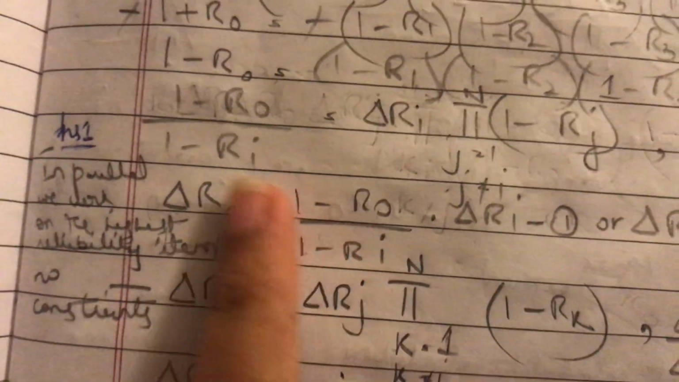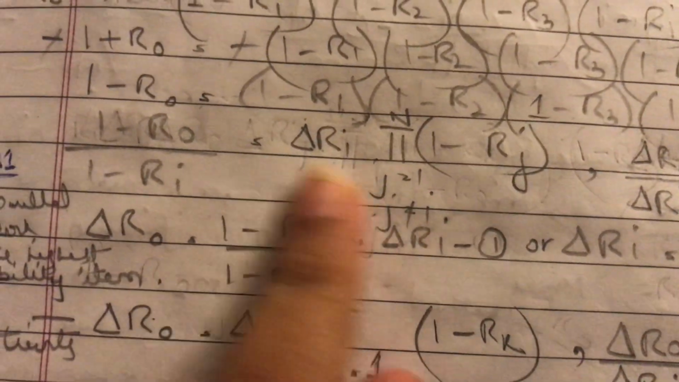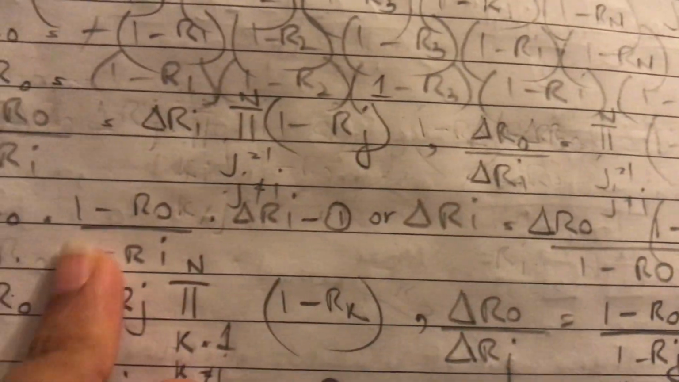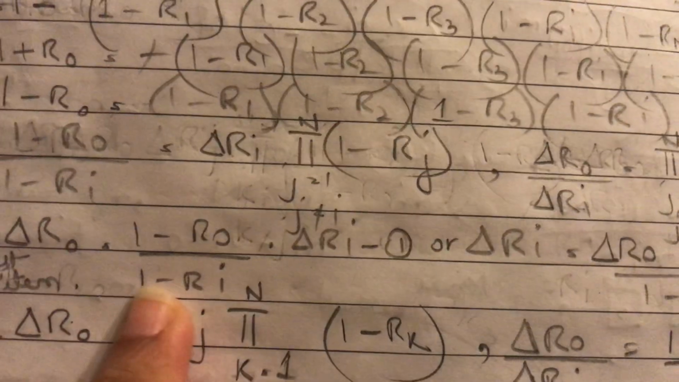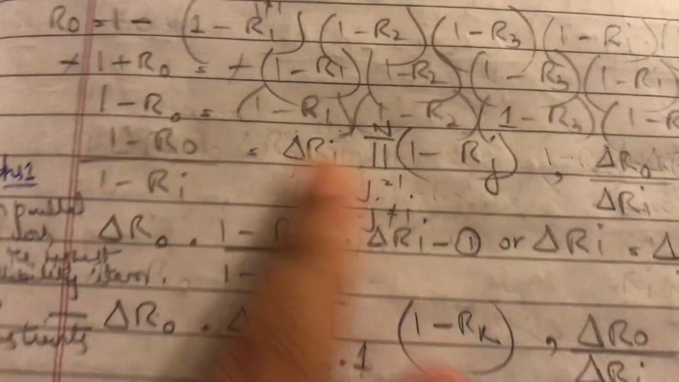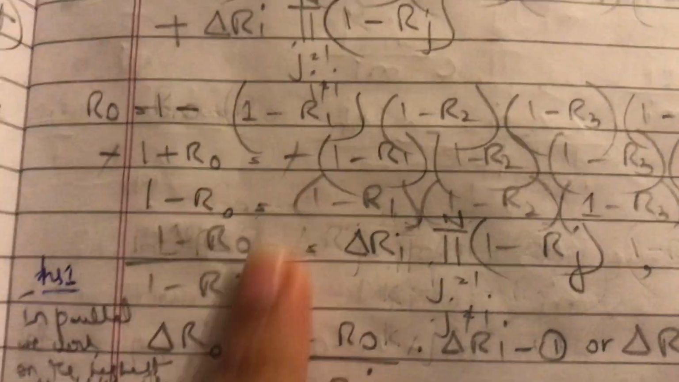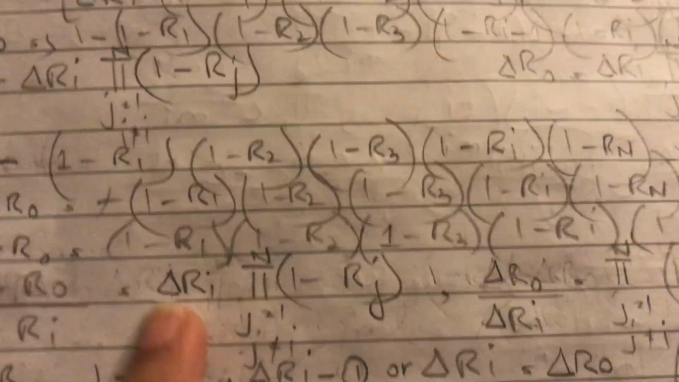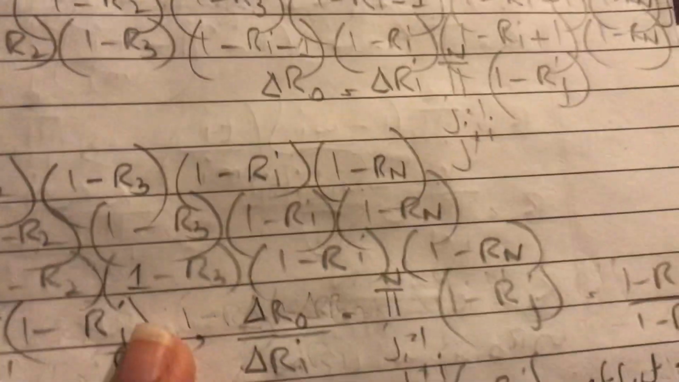What is the difference? We have got the thing like this, 1 minus R0 over 1 minus Ri. We have got it like this. So now how it becomes, it was like this, and this thing is equal to this. So what happened then?